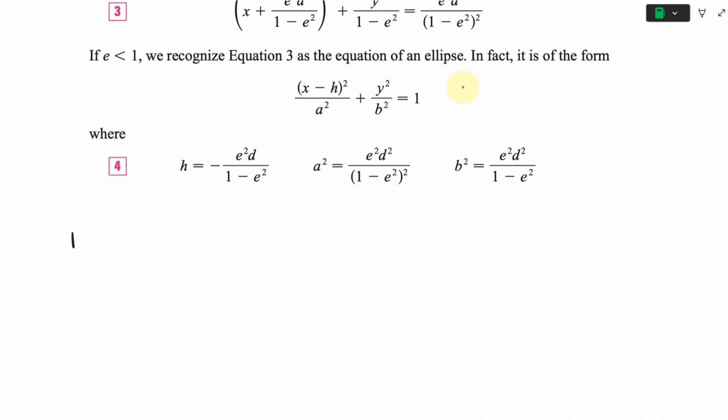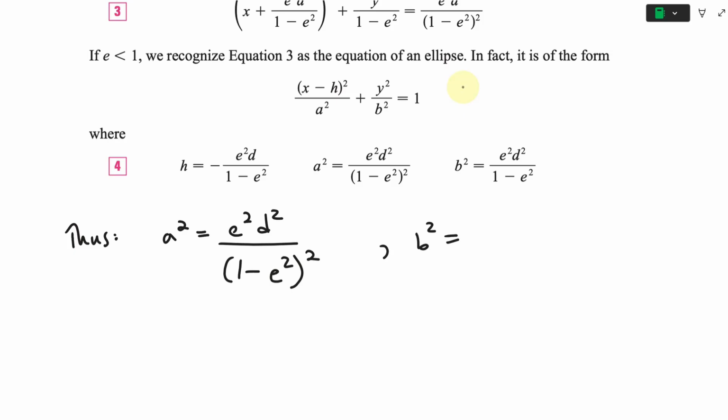So let's write down these two equations, the ones we want, because there's an ED in both of them. But notice that they're squared. So what we have is a squared equals e squared d squared over 1 minus e squared. So keep an eye on the squared, and then squared. Whereas b squared only squares the top part, e squared d squared, and the bottom is just 1 minus e squared. So you don't square this one here. This one is squared, and the 1 minus e squared is not squared.